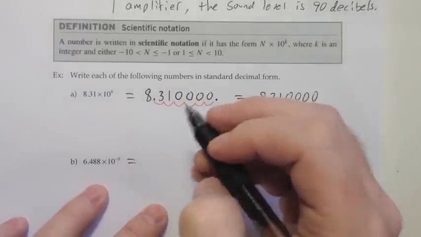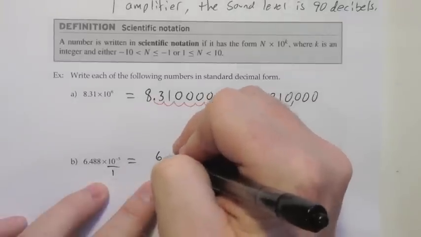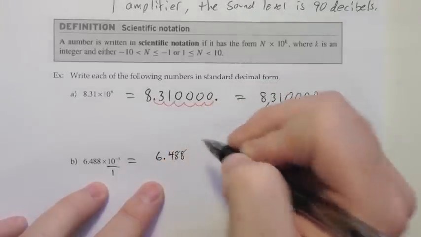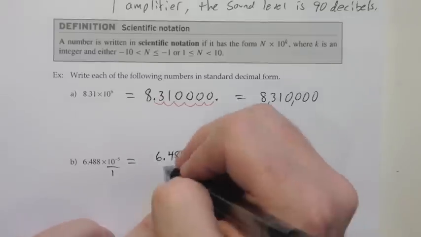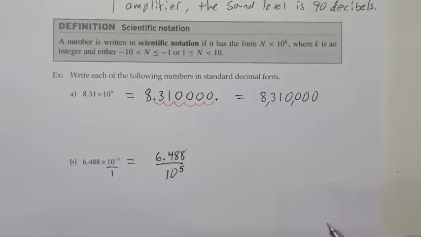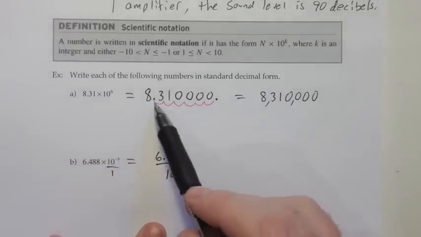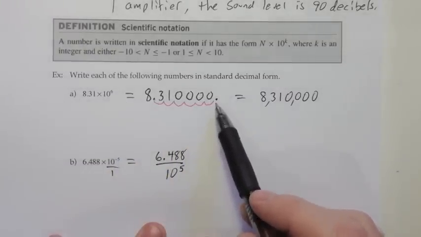If you think of this as over 1, then this becomes 6.488, and then we could say we want to get rid of the negative exponent, and that would move that down to the denominator where it would become positive. So now when you have times 10 to the 6, you're multiplying by 10, and that's why you move the decimal to the right. The number's going to get bigger.